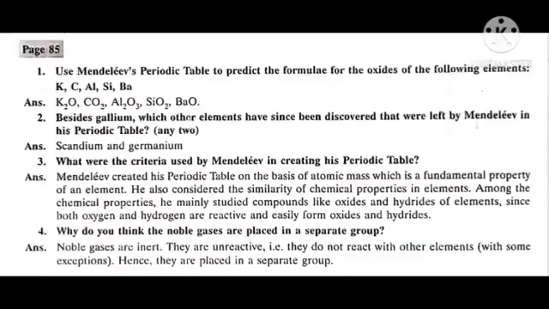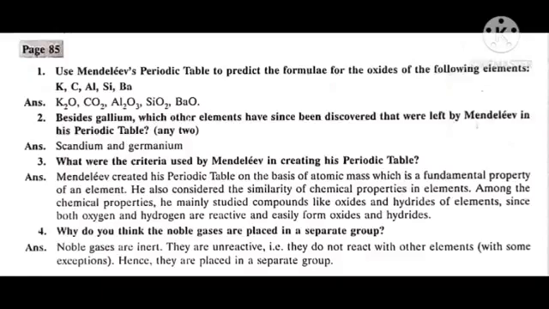Page number 85, question number 1. Use Mendeleev's periodic table to predict the formulae for the oxides of the following elements: K, C, Al, Si, Ba. Answer. K2O, CO2, Al2O3, SiO2 and BaO. Question number 2. Besides gallium, which other elements have since been discovered that were left by Mendeleev in his periodic table? Any two. Answer. Scandium and germanium.